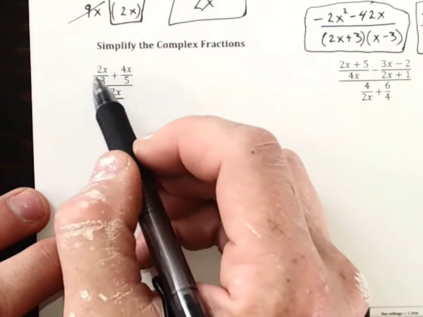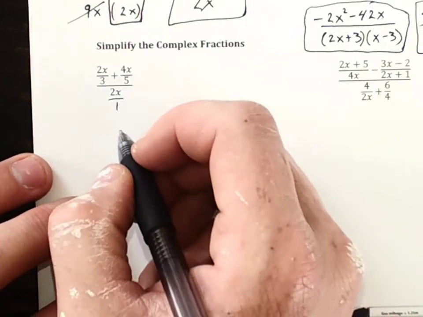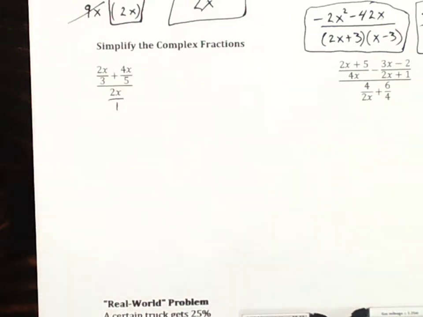So we need to add together these fractions together. So the common denominator is going to be 15, okay? So the easiest way to do this is to multiply everything by the common denominator of all the denominators.